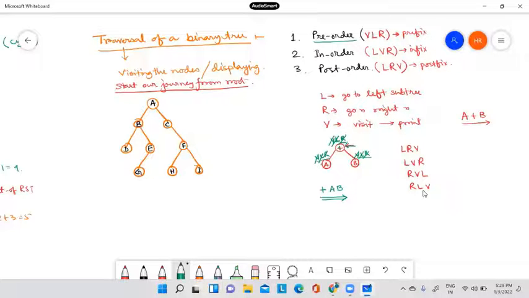Okay, now what is in infix? What is in infix? In infix the sequence is LVR. So write LVR on each and every node. I have written LVR on each node.